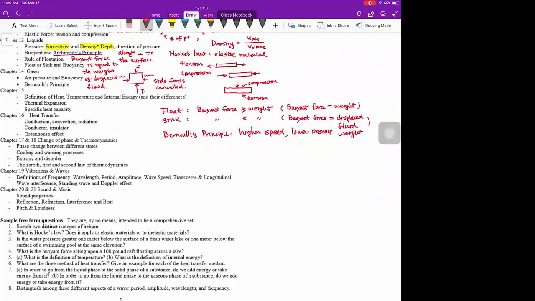In chapter 15, we started to define heat, temperature, and internal energy. So you have to know the two different ways that we define temperature. Microscopically, the temperature is the average translational kinetic energy per particle. That's our definition of the temperature.